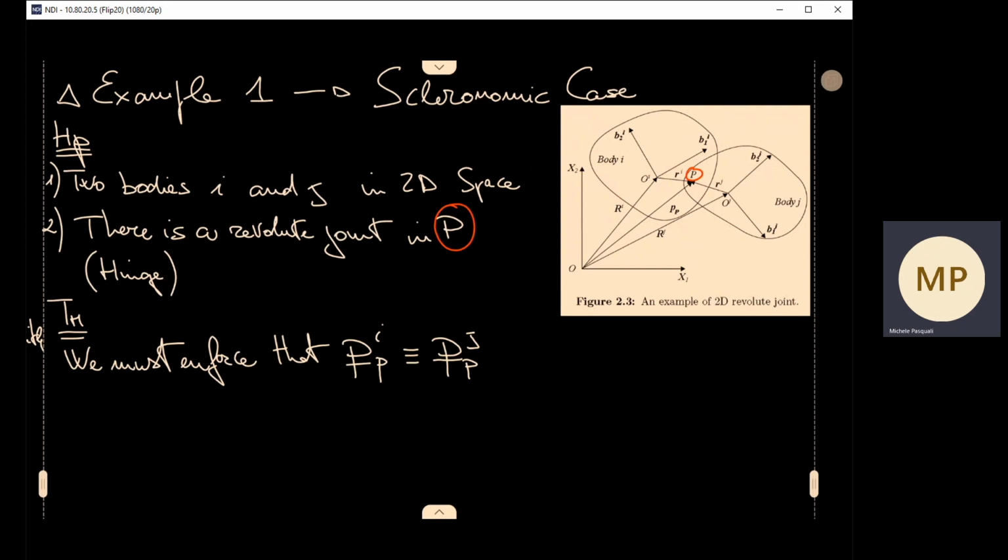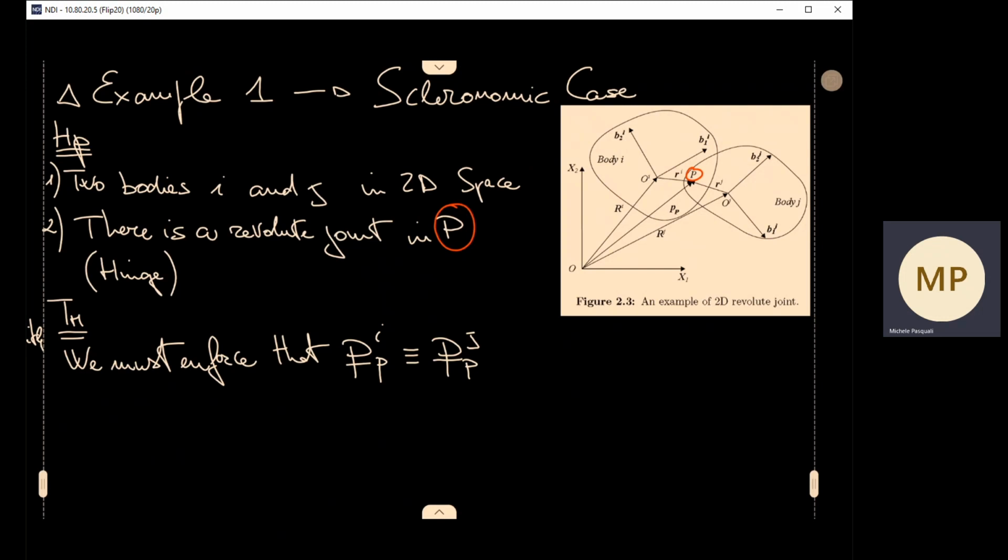Okay, so this is the position. They are in fact two different material points. One is a portion of the body I. The other one is a portion of the body J, and their position must be equal at all times. That's the hinge, because eventually they can rotate. Rotation is free, relative rotation, but position must be the same.